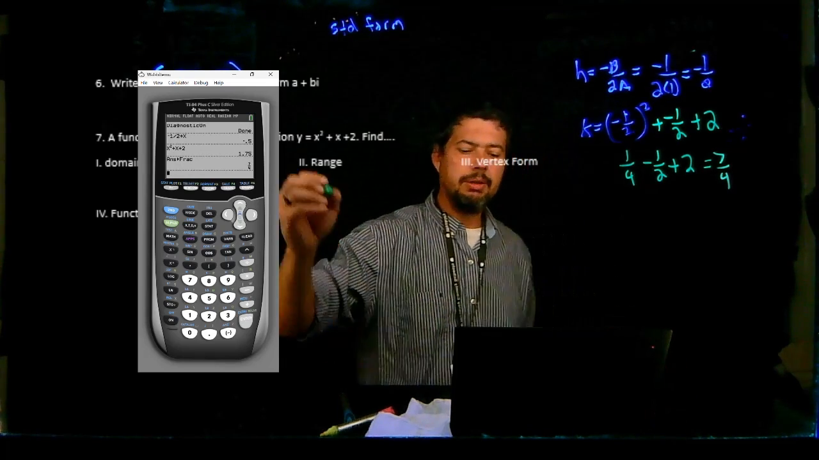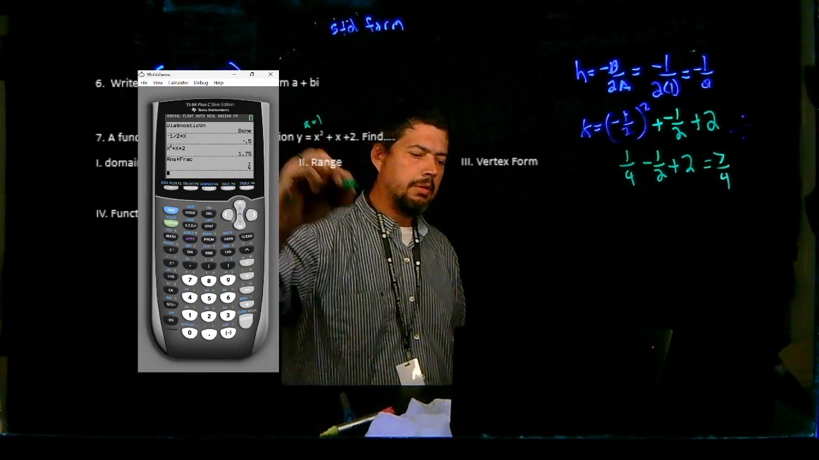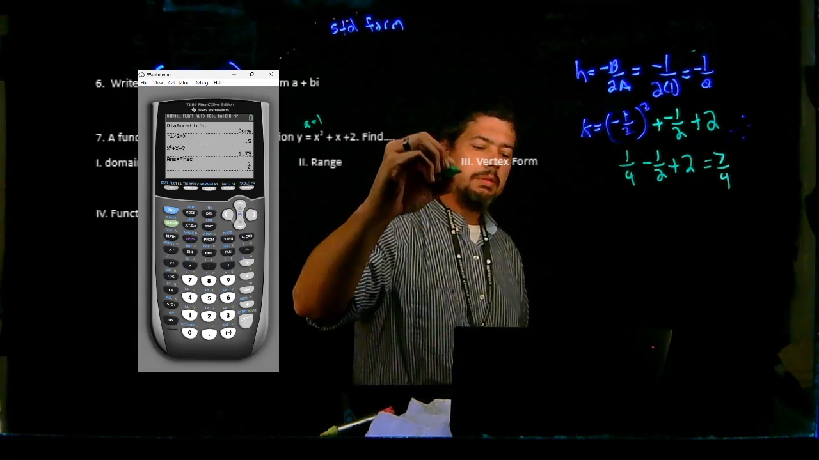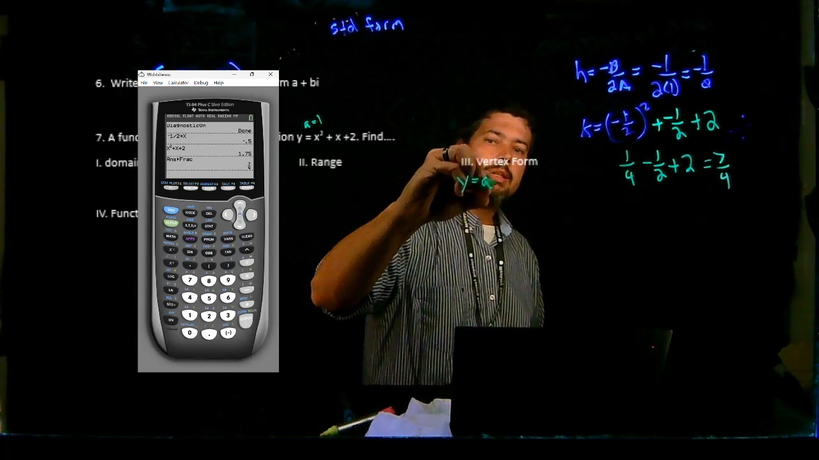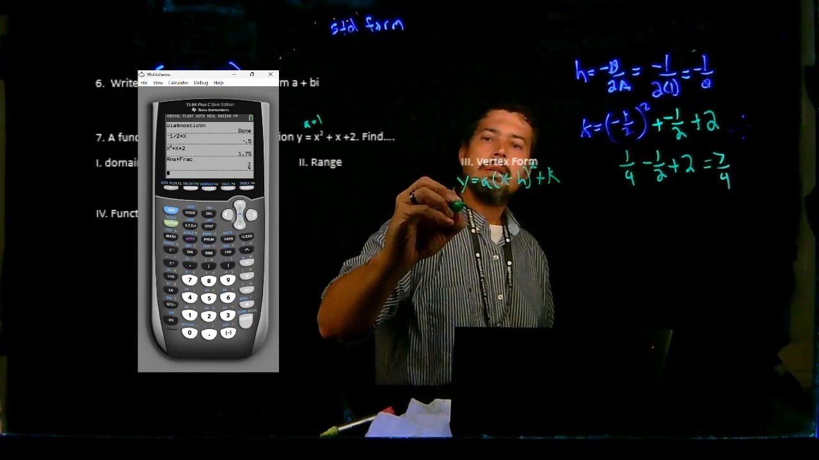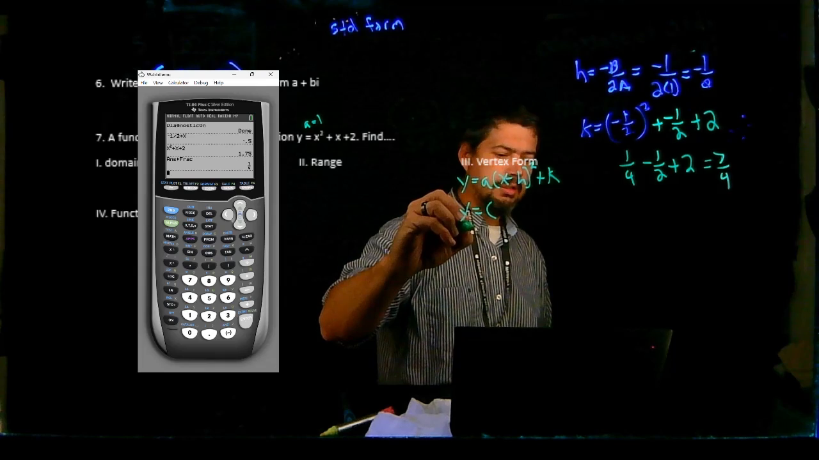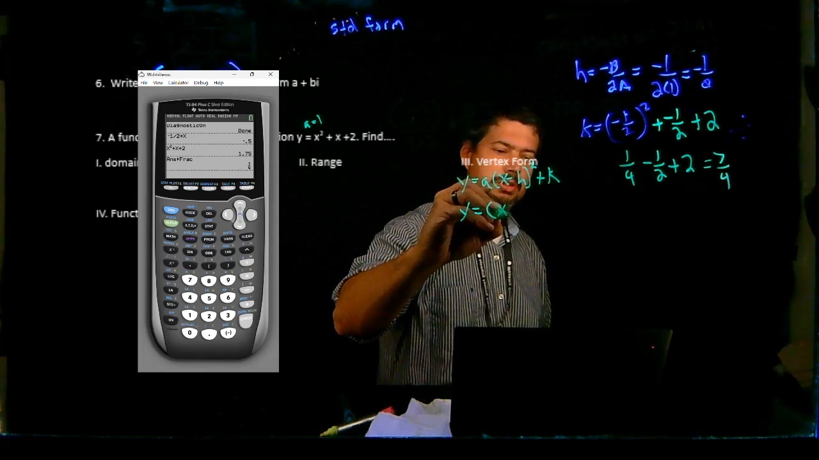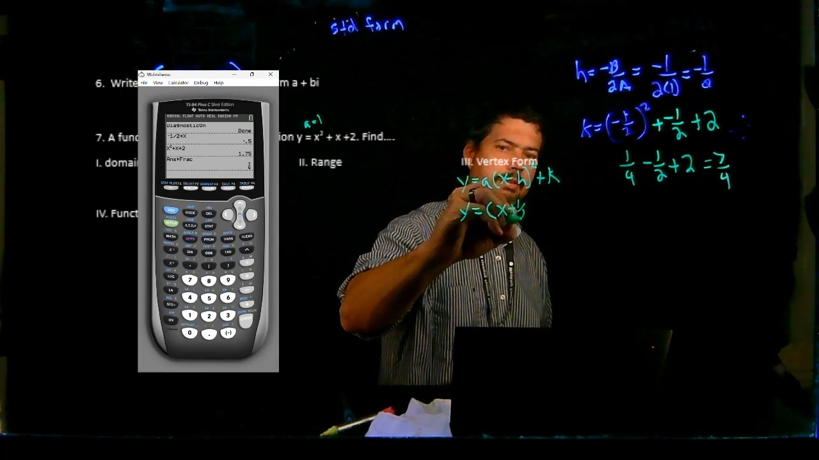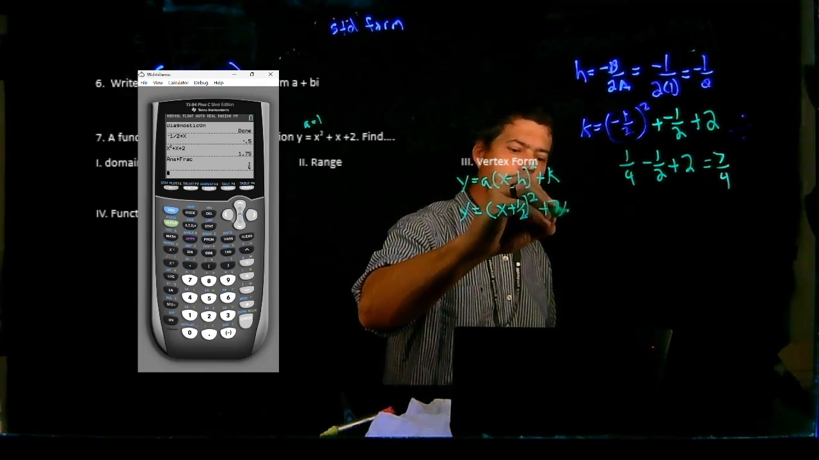Now, by the way, when you looked at this thing right here, A was 1. The vertex form itself is y equals a times x minus h quantity squared plus k. So A was 1. Ones in mathematics are understood. I found h to be a negative 1/2. If I take away a negative, I get a positive. Just don't forget the square, plus 7/4.